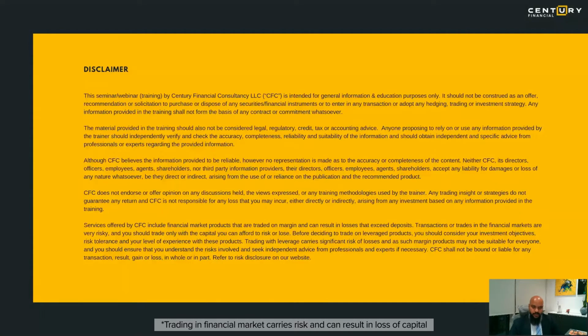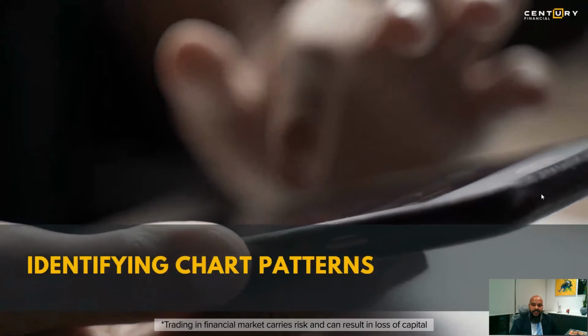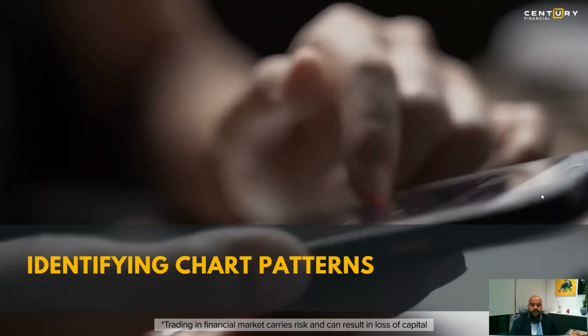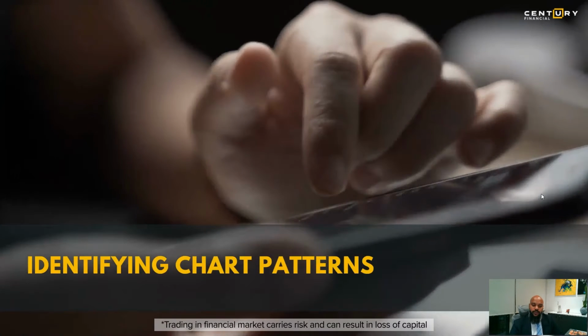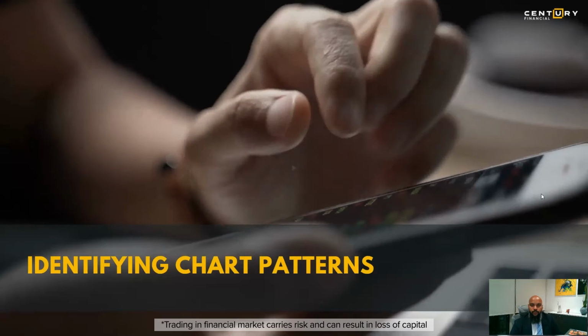The topic, as you all know, is trying to identify chart patterns that happen in the market. We're going to be discussing how to identify these patterns. At the same time, after you identify the chart patterns, we will look at how to use those patterns to take advantage of the markets, and also how to manage the risk, which is very, very important.